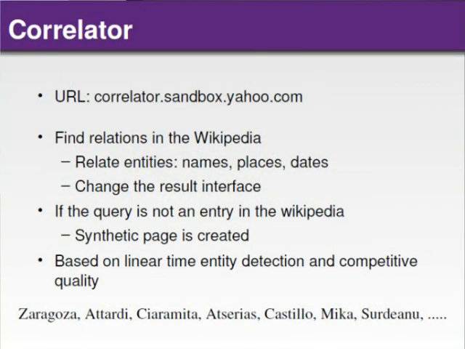And then with this, the team led by Hugo Zaragoza did Correlator. You can also find the sandbox. Correlator is a tool to find related things in Wikipedia, so in knowledge. And the main interesting thing is that this is done with linear time entity detection with competitive quality. So it's state of the art. But it has to be linear because that's the only one you can scale, for example, to the web level.